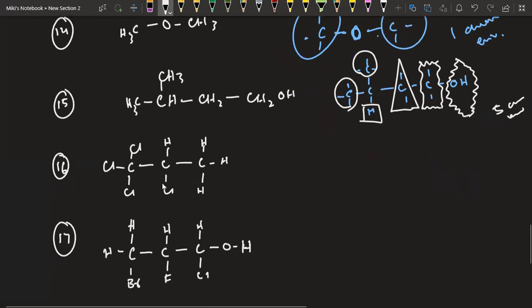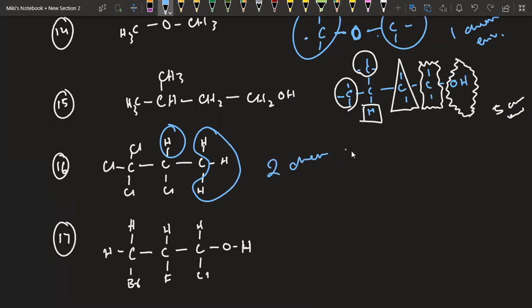We have this Cl. Remember, how many groups here? Zero environments here. Why? Because no hydrogen is there. So the only thing we are concerned with is hydrogen. So this is one of them. Let's mark it with a different color. This is hydrogen, and for this carbon we have this hydrogen. So that means in total 2 chemical environments.